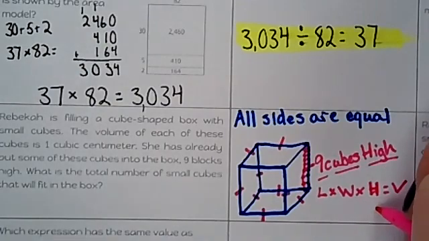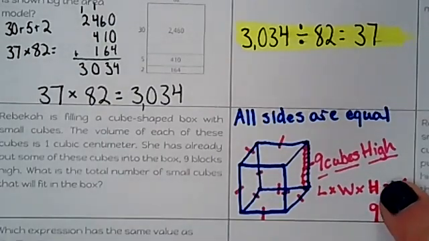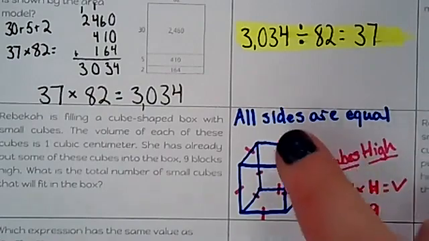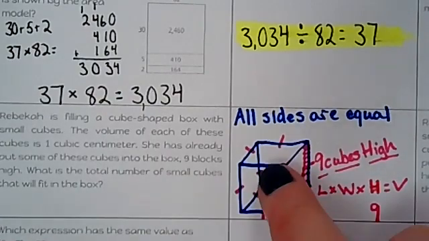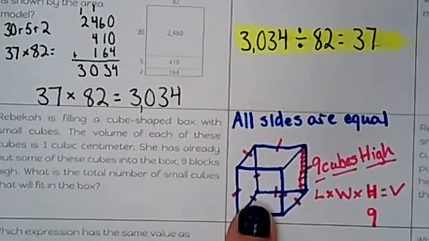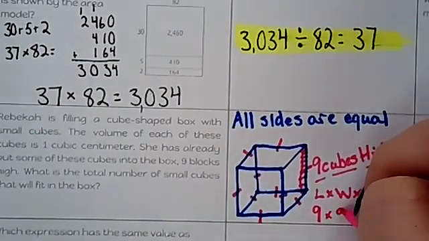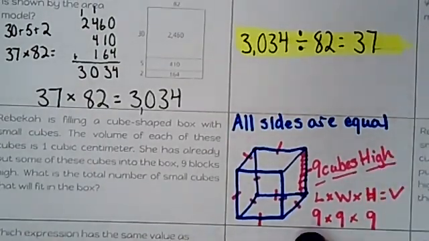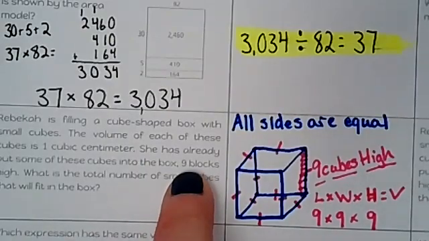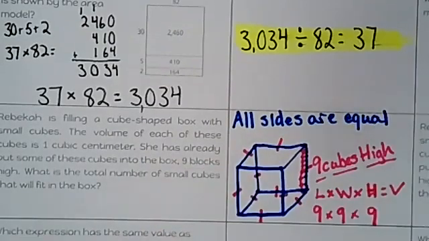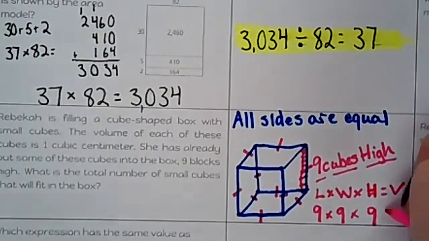And all you know right now is that the height is 9. But remember when I said all the sides are exactly the same and we came in here and we drew a hash for each one of them? Well, that means that the length is also 9 and that the width is also 9. So to get the length times the width times the height, you have to do 9 times 9 times 9. So I only know one side, but that's okay because all sides are equal in a cube. So 9 times 9 times 9 equals the volume.